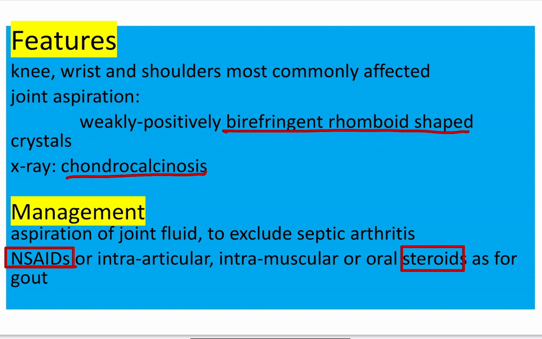Clinically, as there is no high fever, we can exclude septic arthritis, but we have to document the exclusion of septic arthritis.